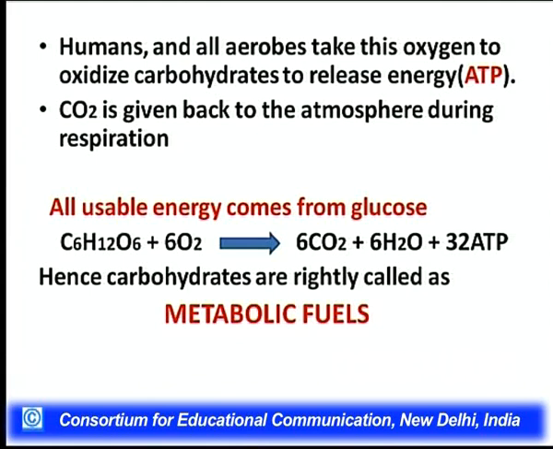Because now what happens is that this oxygen is taken up by human beings and all other aerobes, and they oxidize carbohydrates to release energy in the form of ATP. And now if we look into this reaction of respiration, what we find is that oxygen oxidizes glucose and liberates 6 molecules of carbon dioxide and 32 ATP. This 32 ATP is the energy source in living beings. So that means all the energy that is available to us is coming from glucose. So we say glucose is the source of usable energy. And the carbon dioxide being liberated here is again used by plants to photosynthesize, that is, to generate more and more glucose. Hence, we rightly call carbohydrates metabolic fuels.